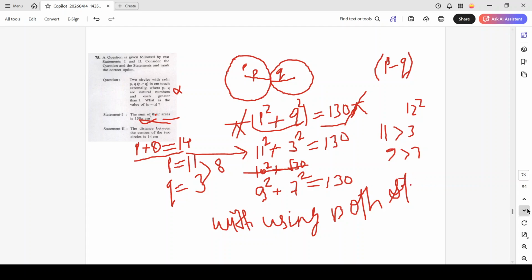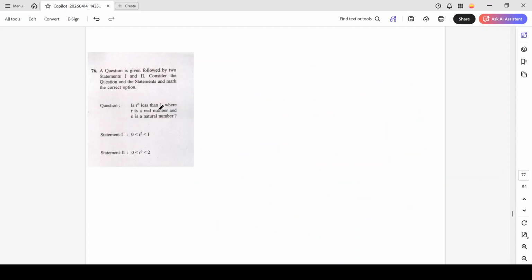Now moving on to the next question, question number 76. Is r to the power n less than 1, where r is a real number and n is a natural number? So what is this? N is a natural number, that means this could be 1, 2, 3, 4, and real number means this could be rational, irrational, negative, positive, anything.